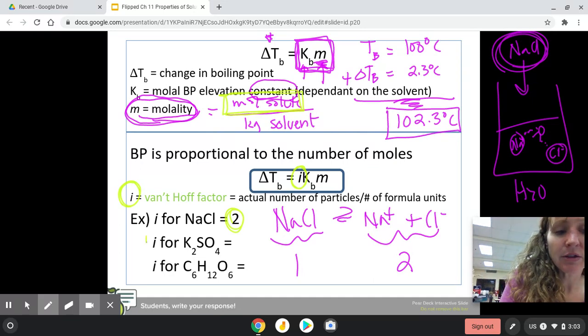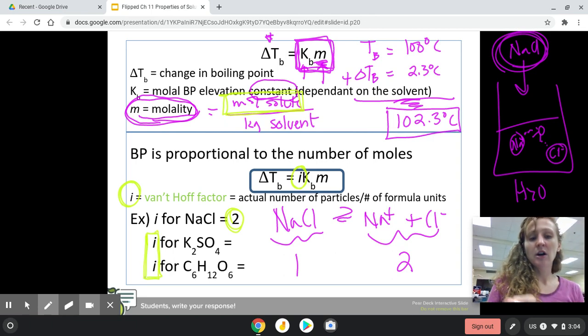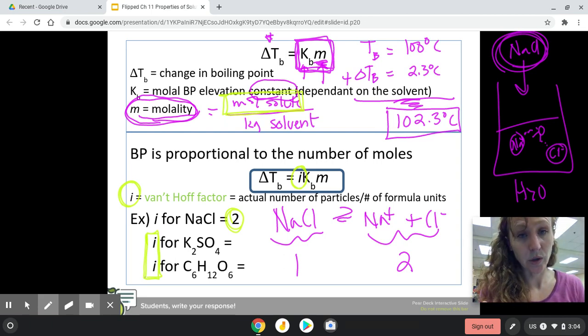Okay, so take a minute and think, what would the i be? What would the Van't Hoff factor be for these other two compounds? What would it be for K2SO4, potassium sulfate? What would it be for C6H12O6, which is glucose?